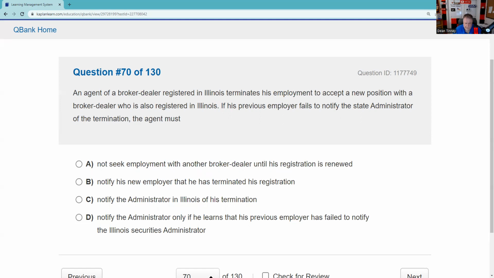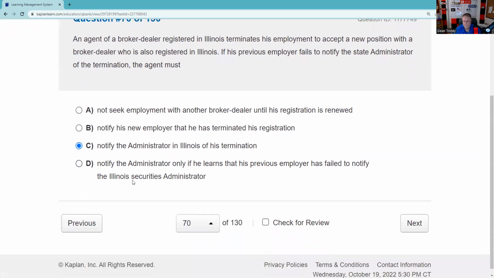Who is also registered in Illinois. If his previous employer fails to notify the state administrator of the termination, the agent would notify the administrator of his termination, right? That's called a U5. So U4 is hello, U5 is goodbye. So we're going to file a U5 with the broker-dealer A, an amended U4 with broker-dealer B. I'm going to get a copy of the U5. So this means I can interact with the administrator to say, here's a copy of my U5. So notify.